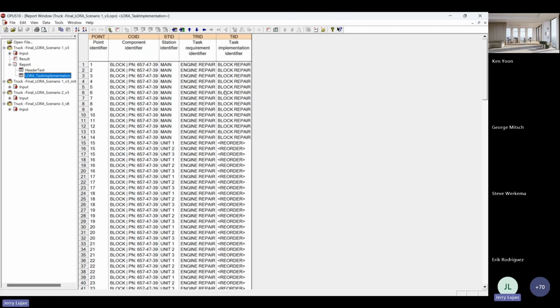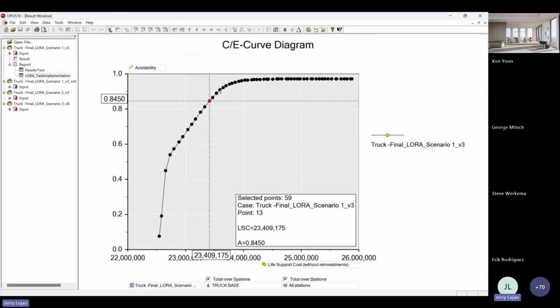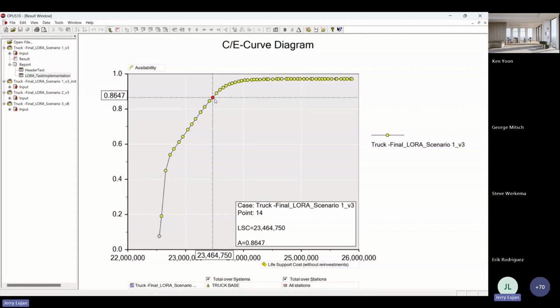Well, why is that? Why would you start to reorder if it's so much cheaper? Well, the reason is, in this case, because in order to realize higher levels of availability, you can no longer repair it. It's just not fast enough and it's not viable. Let me show you what I mean by that. So I told you that the switch happened between point 14 and point 15.